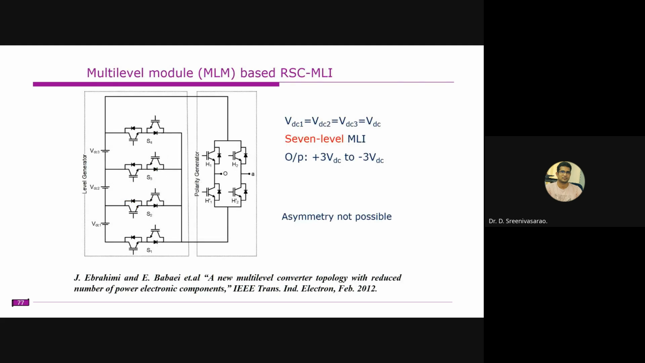This is also another multi-level module. If you want to increase the levels, we can operate directly like this. If you turn on only switch S1, similarly you can operate like this, and if you want to bypass, you can bypass this one. In fact, this switch is not really required here. It is only to obtain the 0 voltage level, but we can remove this switch. If you want 0 voltage, you can turn on these 2 switches, or these 2 switches. That gives you the 0 voltage.